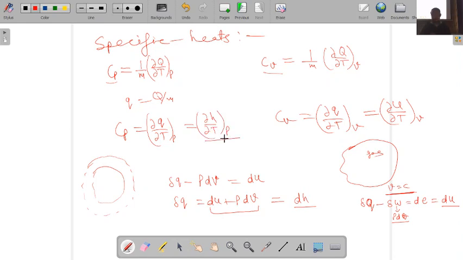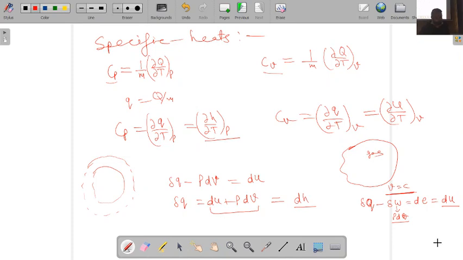constant pressure. Now just now I told you that for an ideal gas, the dependence on other properties does not come into enthalpy and internal energy. So it means I can omit the pressure and volume here.